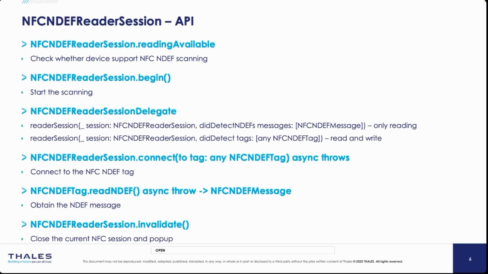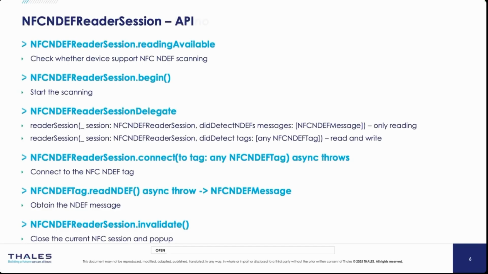And then the second delegate is more flexible. It allows you to read and write. So for here, if you are only reading, you will want to connect. So after you detect the tag, you connect. After you connect, you read the NDEF tag, and then you get the same NDEF message that you got from the first delegate. Just that the second one, you can also use it to write. Okay. And then after that, you call invalidate to end the session, to dismiss the NFC pop-up.